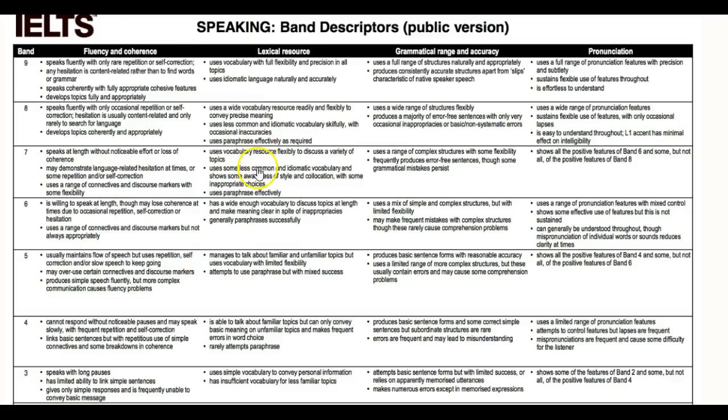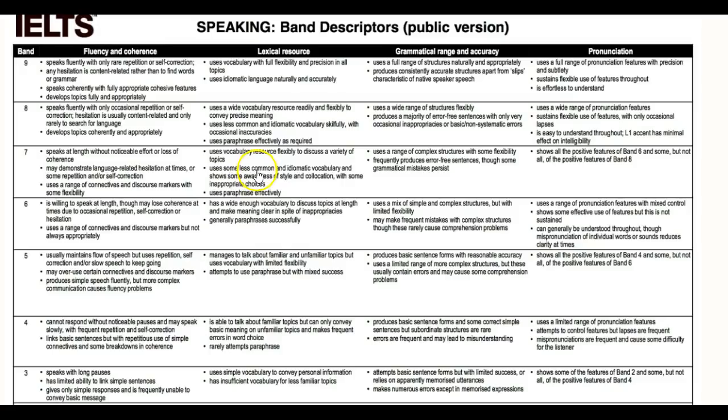So compare that to a 7, where you use vocabulary resource flexibly. Flexibly means that you're able to talk about a variety of topics. Some of them might be abstract, some of them might be complex, but it's not that fluency and that precision of language. You're able to get through it, you're able to discuss ideas and concepts at a good level, but it might not be as if you were talking to a native speaker. All right, that's a major difference.